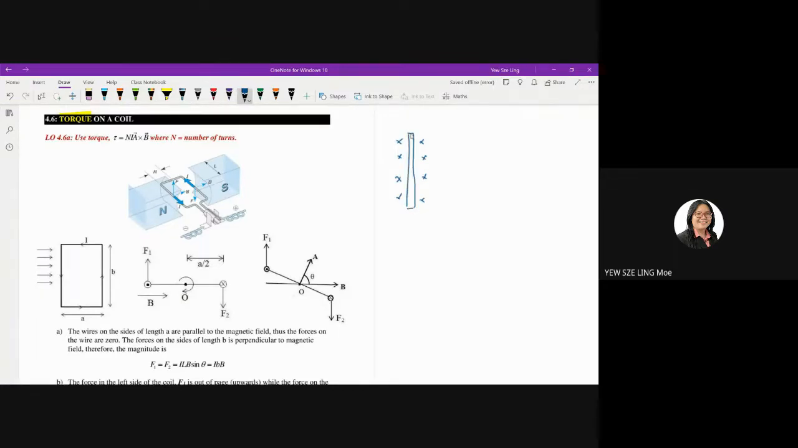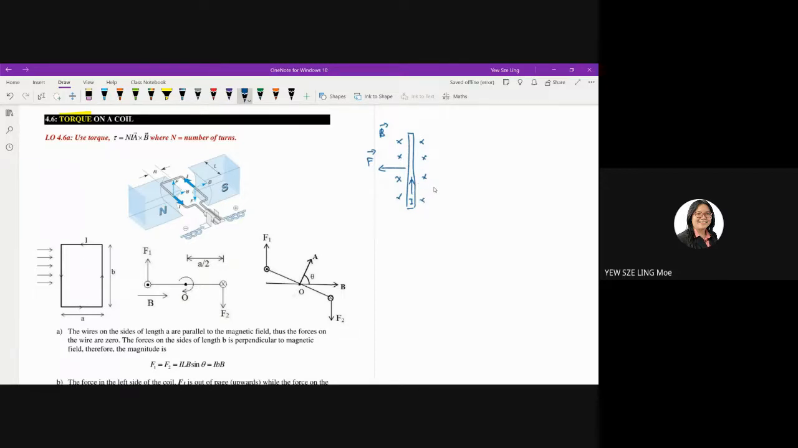When you have a current flowing through it, this rod will experience a force. A force will be acting on it and make it move. So what is the direction of the force? By using your Fleming left hand rule or your right hand grip rule, where you use I cross B, I going upward, B going inside, then you have a force going to the left hand side. So when you place a straight conductor in a magnetic field, it will start to move.